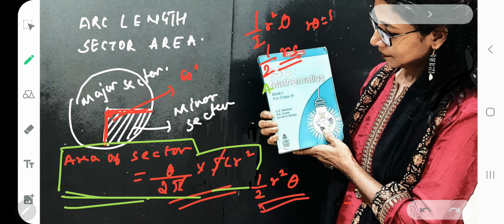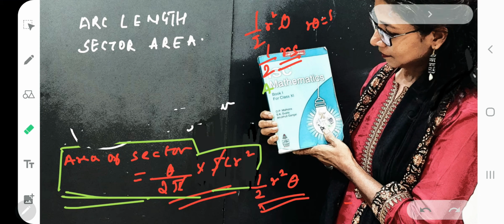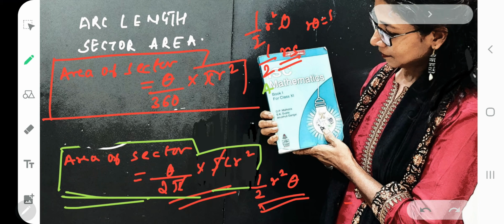Okay, I'll erase this part. So you have two formulas. Area of sector is theta upon 360 into pi r square. Got my point clear? So you have one this formula and one this formula, which will later turn out to be this, but that is for a later part. For the time being, you can learn this formula or this. Okay? Then you have, my dear kids, arc length.